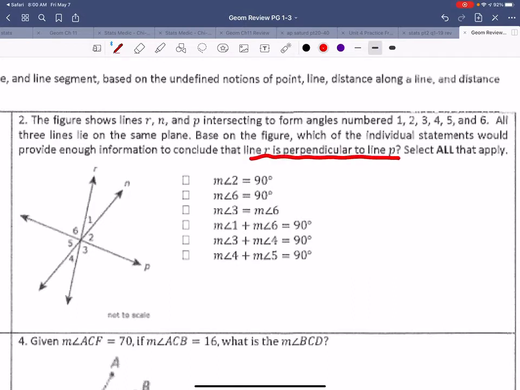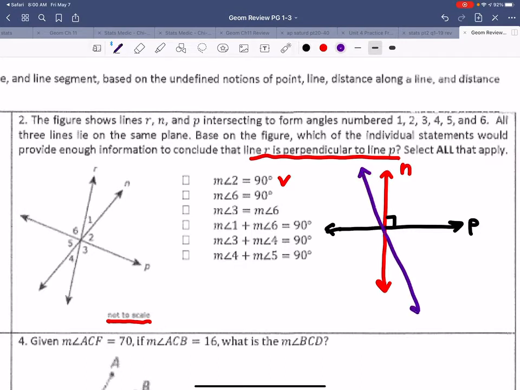Okay, so here's a strategy you could use throughout the test. If they give you a picture marked not to scale, you can draw it to scale. So let's say if we were given that angle 2 is 90, then that would mean N is perpendicular to P, right? Then it would also give us that R is something over here. So if N is perpendicular to P, would that force R perpendicular to P? That's what they want to know. Is R perpendicular to P? Here we have no. So we're not going to check that.